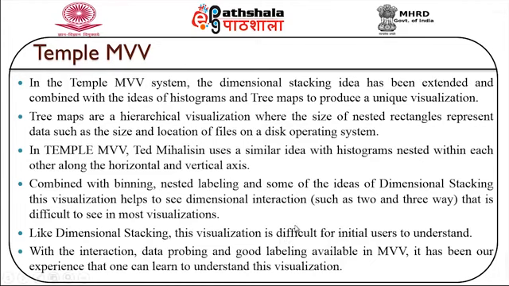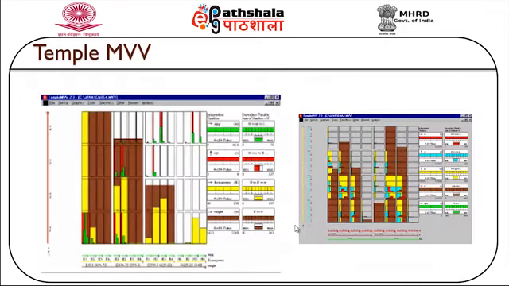In TempleMVV, Ted Michelson uses a similar idea with histograms nested within each other along the horizontal and vertical axis. Combined with binning, the nested labeling and some of the ideas of dimensional stacking, this kind of visualization helps to see the dimensional interaction, such as 2 or 3-way interaction, that is difficult to see in most visualizations. Like dimensional stacking, this visualization is difficult for initial users to understand. With the interaction, data probing and good labeling available in TempleMVV, it has been our experience that one can learn to understand this kind of visualization.